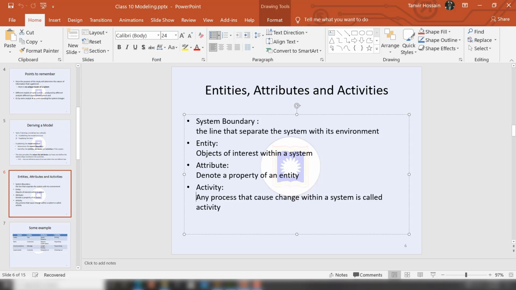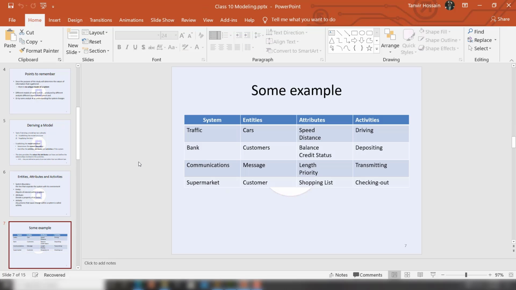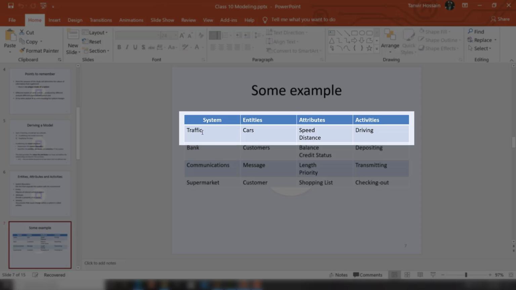And what is an activity? Any process that changes within a system is called an activity, meaning something that may cause change. So next we may go and see some examples. Let's say we're trying to simulate a system that handles traffic, then the entities may be cars, attributes may be speed and distance, and activities like driving.